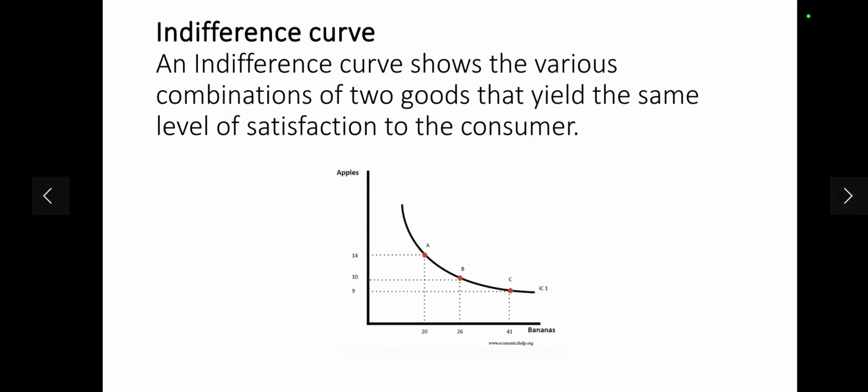Let us analyze the indifference curve itself, what the curve shows to us. So the curve is going to show to us the different combinations of two goods that yield the same level of satisfaction to the consumer. Here from the diagram, we can see that on the curve, we have points A, B, and C. So the consumer is indifferent between combinations A, B, and C, because they will give the same level of satisfaction to the consumer.